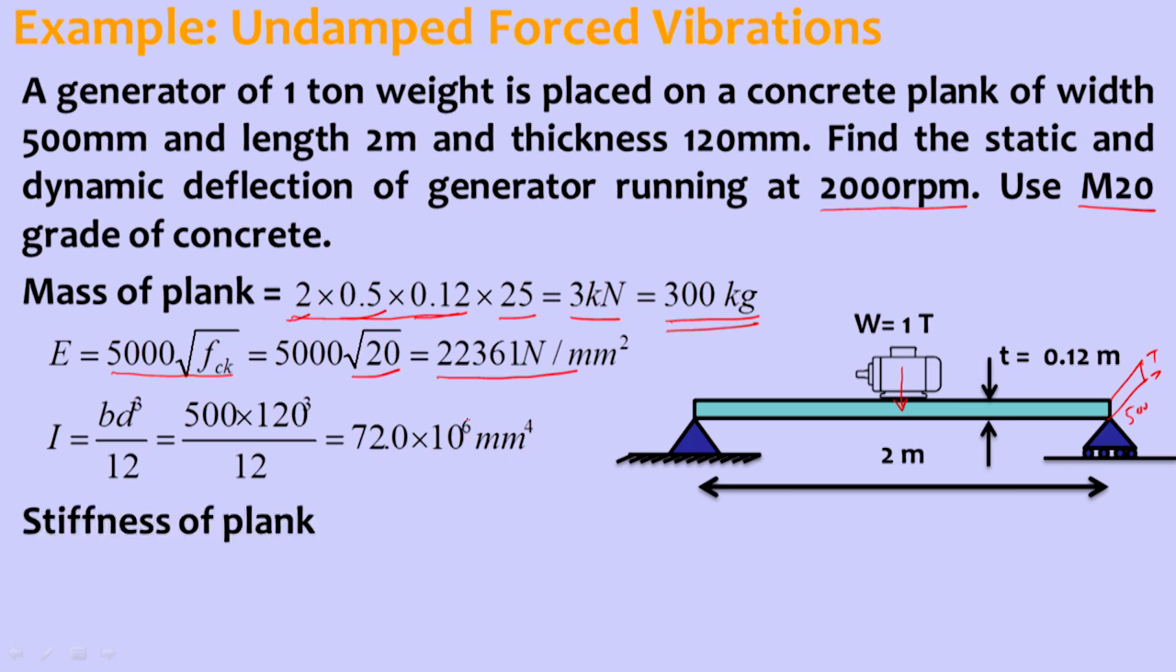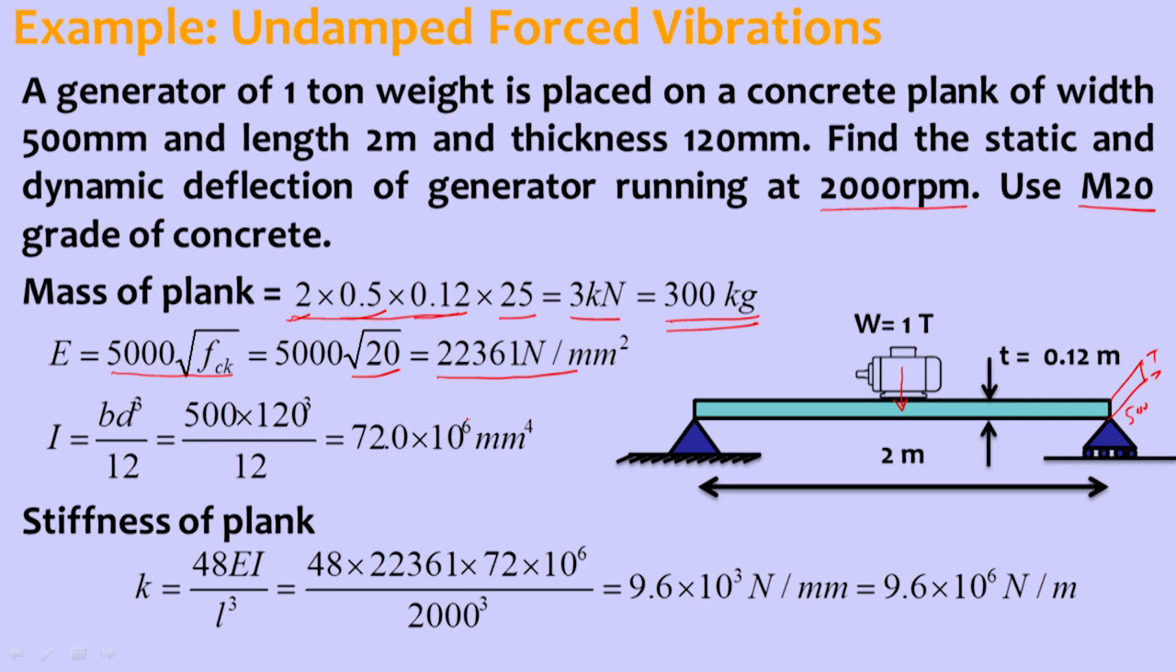And then the stiffness of the plank. First we find the stiffness of the plank, K, because it is simply supported. So, 48 EI by L cube. Substitute all the values, 48, the E value as in here, the I value as in here, and then the length is 2000 millimeter. So, we get stiffness as 9.6 into 10 to the power of 3 Newton per millimeter, and if we convert the units, that can be rewritten as 9.6 into 10 to the power of 6 Newton per meter.